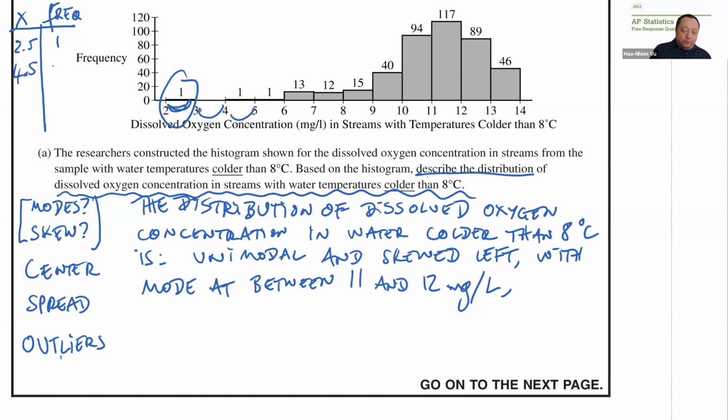4.5 with a frequency of 1. 5.5 with a frequency of 1. 6.5 with a frequency of 13, etc., all the way to the end with a 13.5 and a frequency of 46. So you have all the stuff in between here.